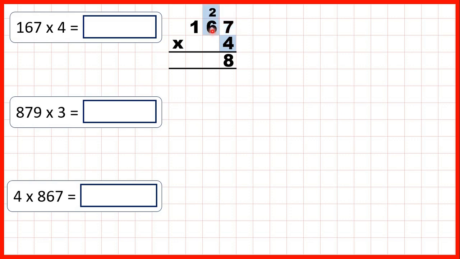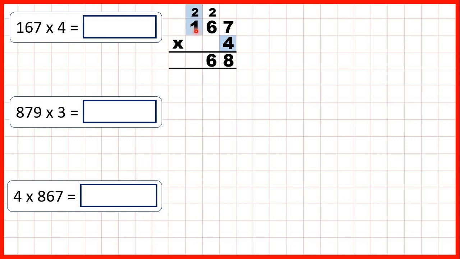So now we can move on to multiplying our tens digit by 4. 6 times 4 is 24, but now we need to add the 2 tens that we made from multiplying our ones. So 6 times 4 is 24, plus 2 is 26. And again, we need to write 26 as 2, 6, so with the first digit above the next place value column along.